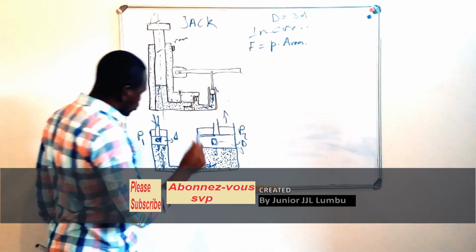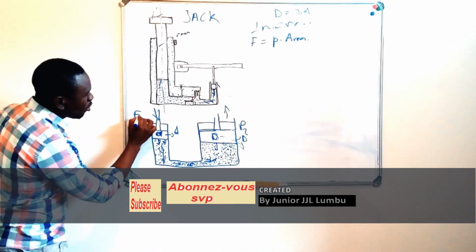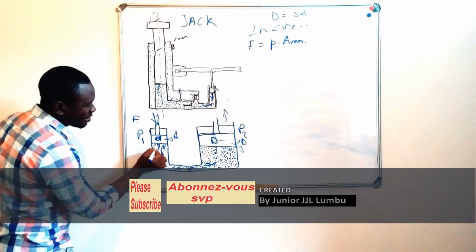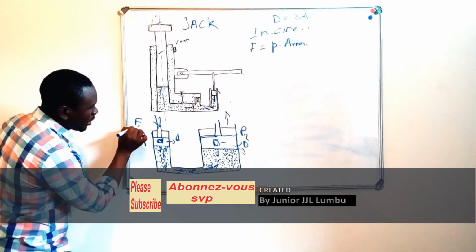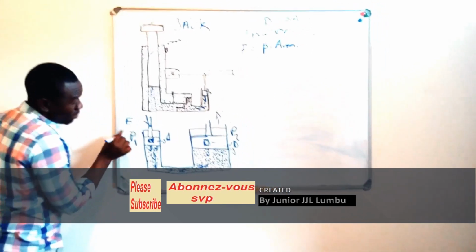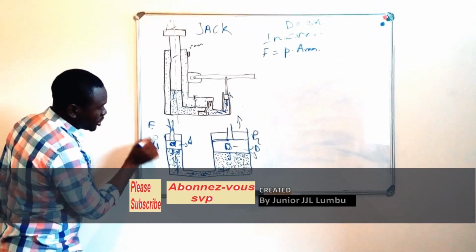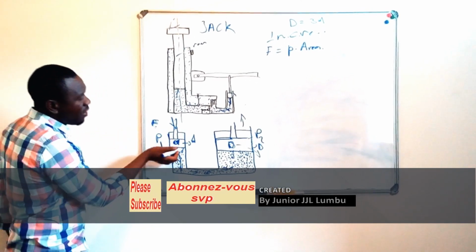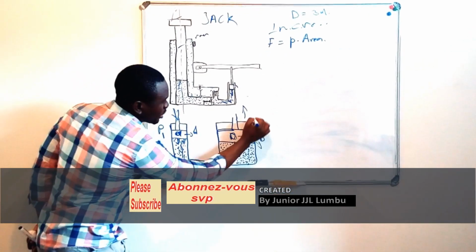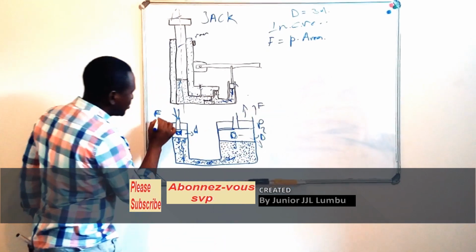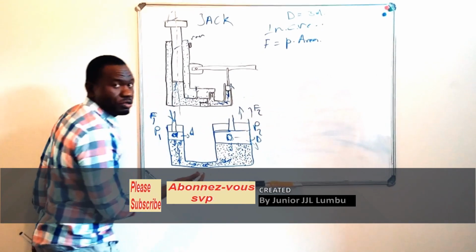What does that mean? If I apply a smaller force here, since my area is smaller here, I mean a smaller pressure here, that pressure gives a small force, and then that same pressure will go to this side here, and it's going to come out with a bigger force. So this is force one, this is force two.